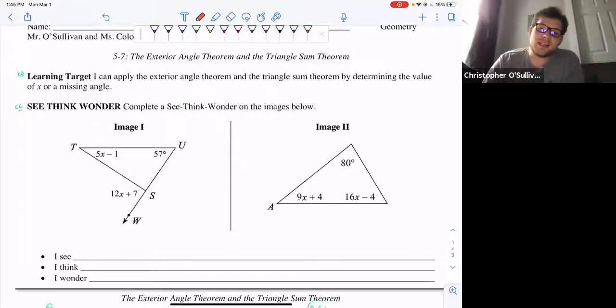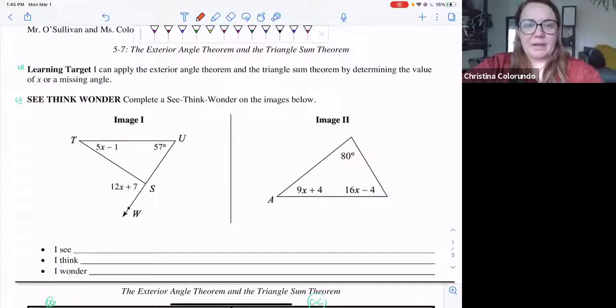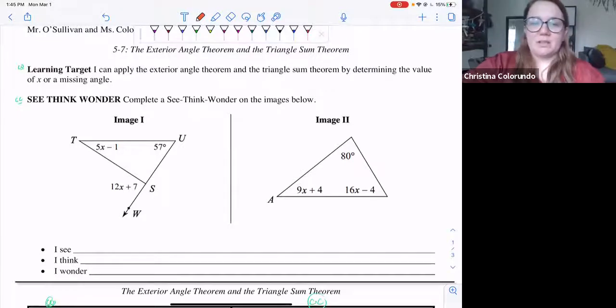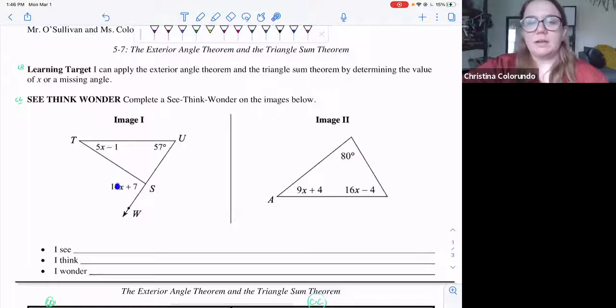Perfect. You did your See, Think, Wonder. You might have seen a bunch of things, some angles. Miss C, what did you see or think about? I was thinking about, in image 1, what we would have to solve for. I think we might have to solve for what angle 12x plus 7 equals. So you're thinking this angle right here that you want to solve for? Yes, I think we're going to have to solve for that angle.